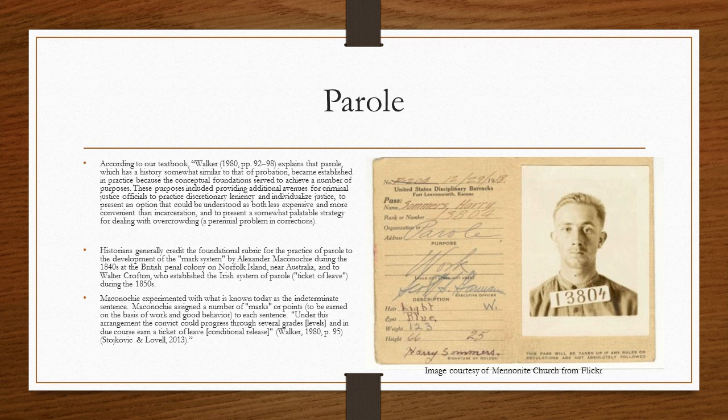Historians generally credit the foundational rubric for the practice of parole to the development of the mark system by Alexander Maconochie during the 1800s in the British penal colony on Norfolk Island near Australia. Maconochie experimented with what is known today as indeterminate sentencing. Maconochie assigned a number of marks or points to each sentence. Under this arrangement, the convict could progress through several grades and in due course earn a ticket to leave on conditional release.